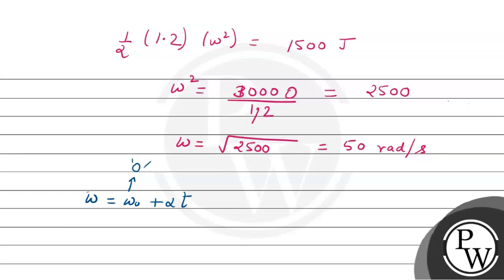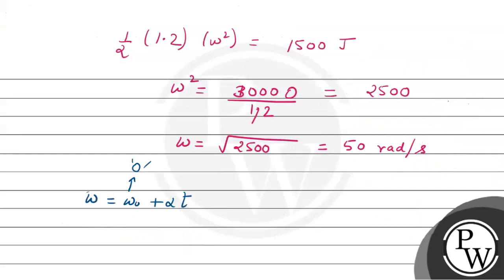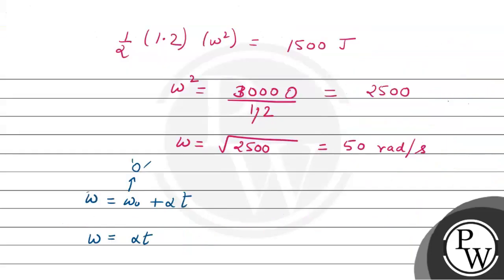The particular body was initially at rest, which tells us omega naught will be 0. Next, omega is equal to alpha t. So alpha is given in the question, which is equal to 25 radian per second square. So here applying this, and omega we have calculated, 50 upon 25 is equal to t. We have just divided omega by alpha, which is equal to t. So here t will be equal to 2 seconds.